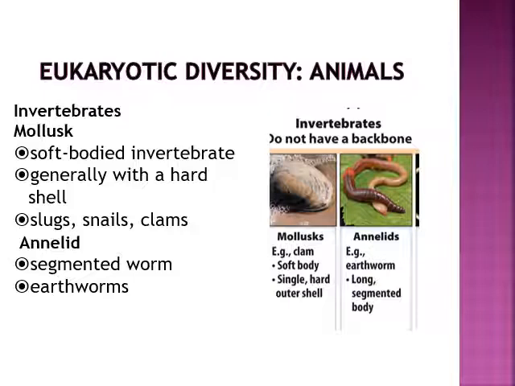And then we also have annelids. These are things like earthworms. They have a long segmented body. And they're pretty useful to us as well because they actually create passageways in the soil. These passageways basically allow soil, water, and air to be able to move through the soil and help some of these plants grow a little bit better as well.